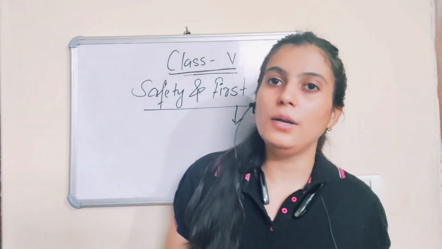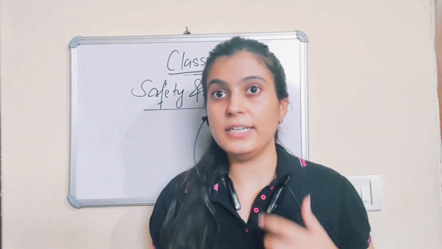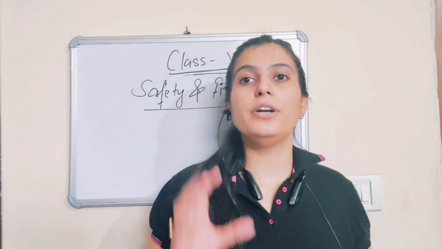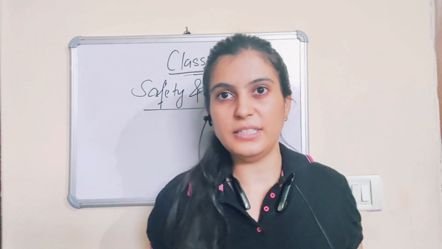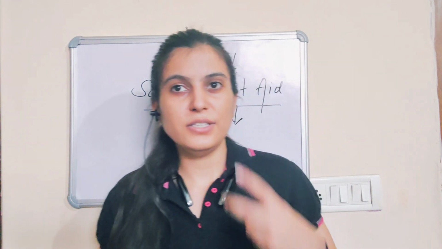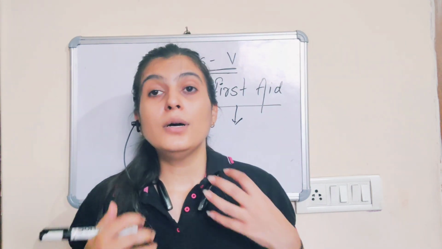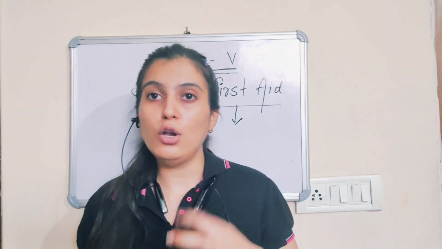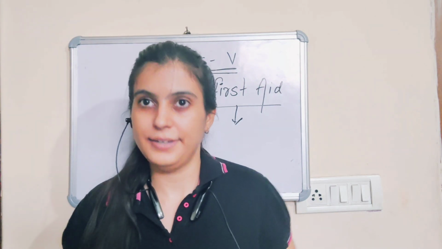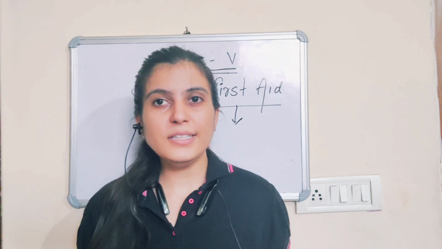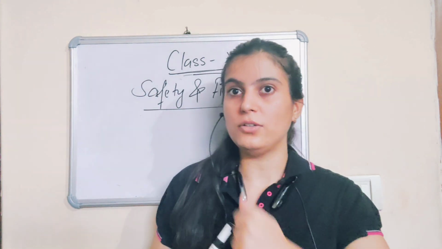You all must have seen a first aid kit at your houses, right? What does a first aid kit contain? It contains some bandages, cotton, antiseptic lotions, creams, and band-aids, right? All of these are in your first aid kits. All these things are necessary so that you can give first aid to the persons.